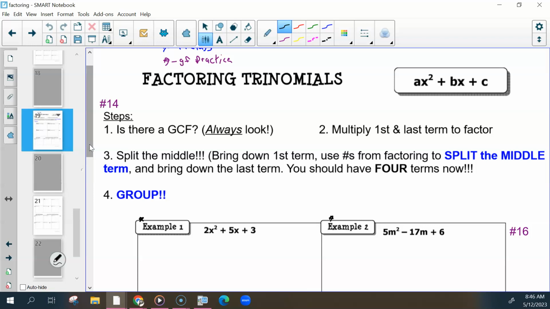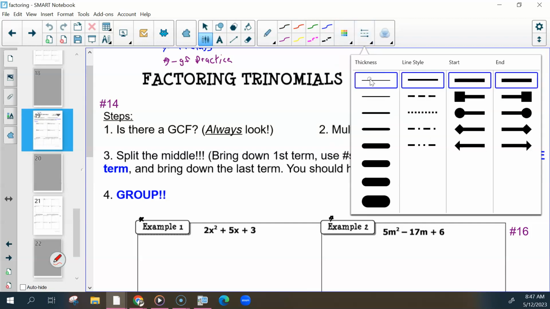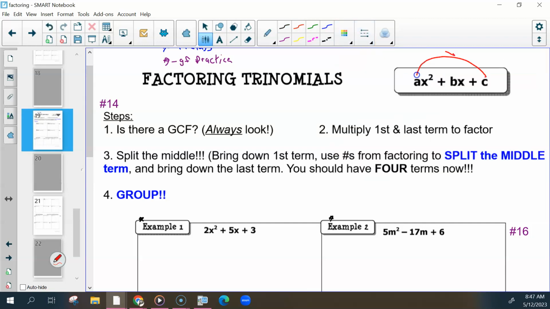So for every single problem, we have to look and see, is there a GCF? Is there something each one has in common? If there is, divide that out. If not, just say that there's not, or it's 1 and move on. Multiply the first and last term, so A and C. Multiply those together. Find the factors, what times what will give us whatever you multiply to get. Of those factors, they have to add or subtract to be B.